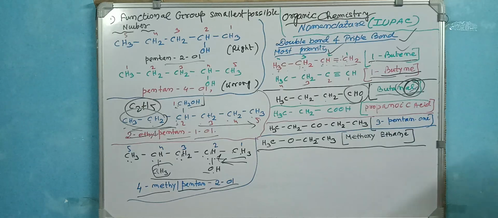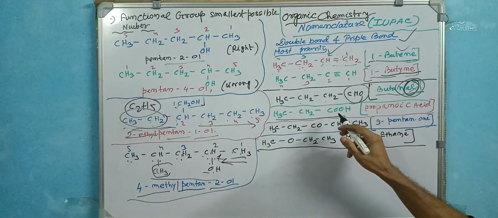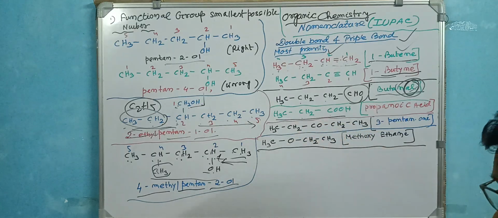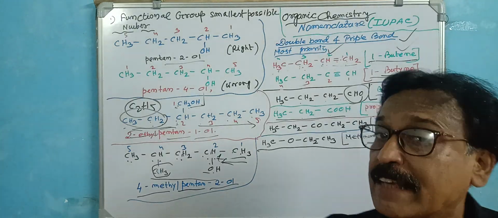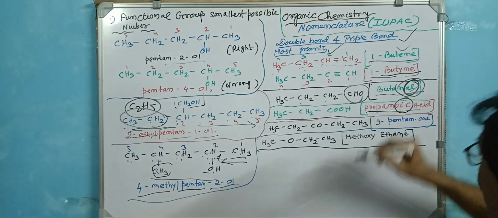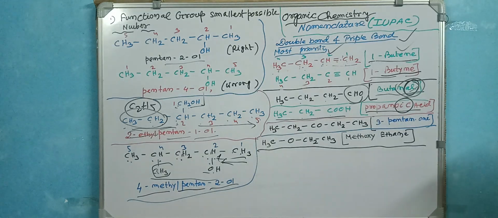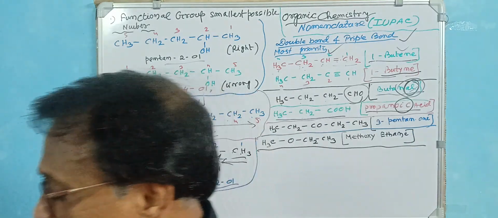Butanal. Butane means fourth carbon and first position. Okay. In case of acid, starting from it, 1, 2, 3. 3 means propane, propanoic acid. So the naming is propanoic, oic, propanoic acid.